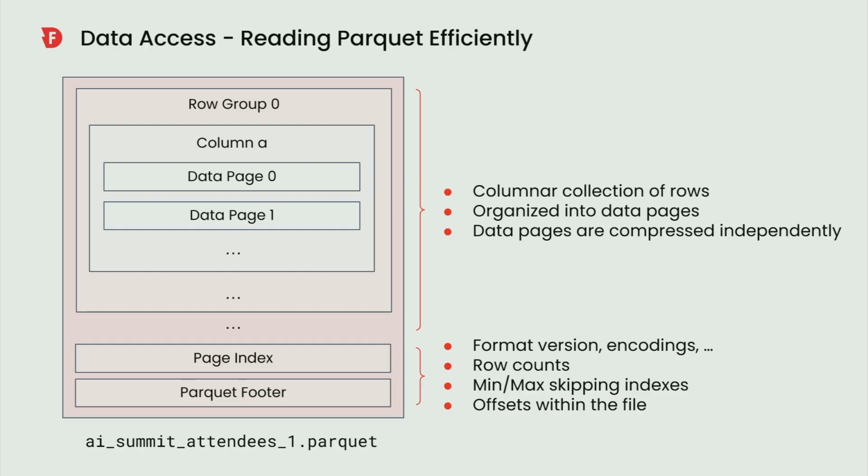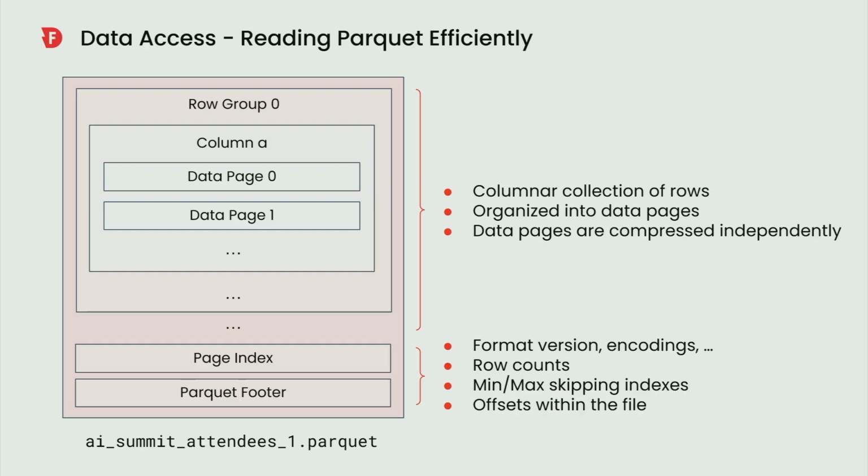At the end of your Parquet file, there's a page index and a Parquet footer. This contains metadata about the file. It contains things like the format version, different encodings that are used, so something like Snappy compression, dictionary compression, all of these things. It contains the row count within the Parquet file. It contains skipping indexes, so min, max, zone maps, for example. And probably the most important part, it contains a variety of different offsets within the file. So once you read the Parquet footer, you're basically able to tell where different segments of data are located in the file.